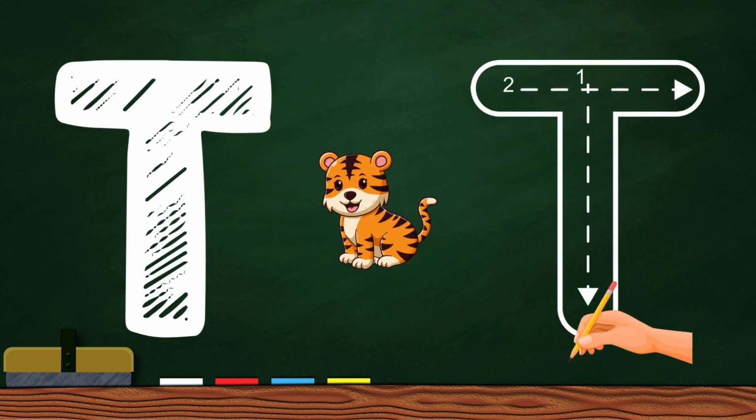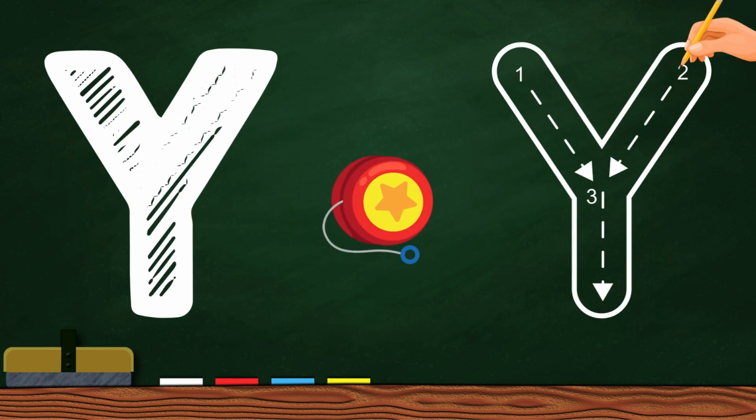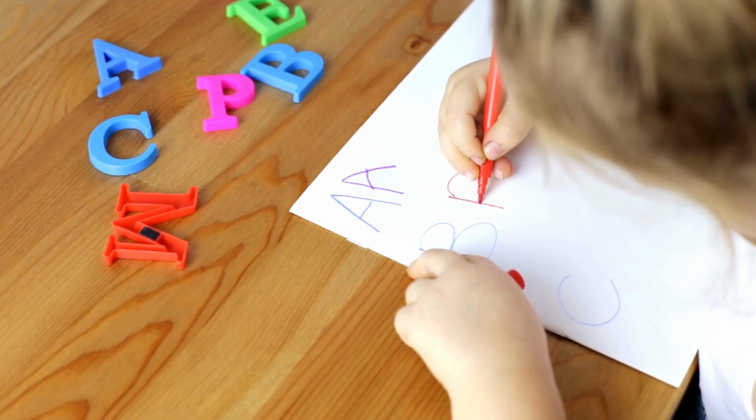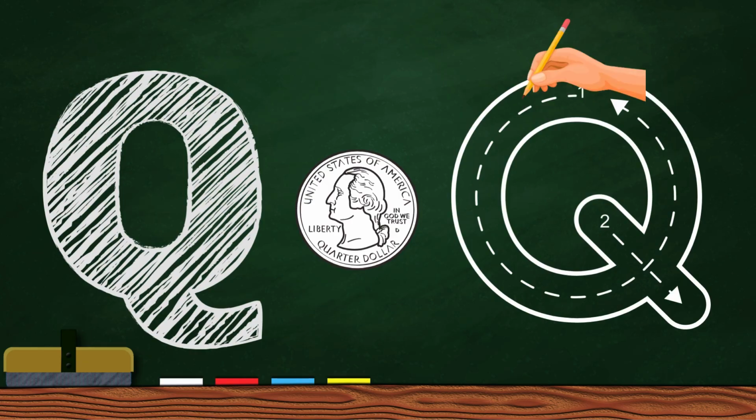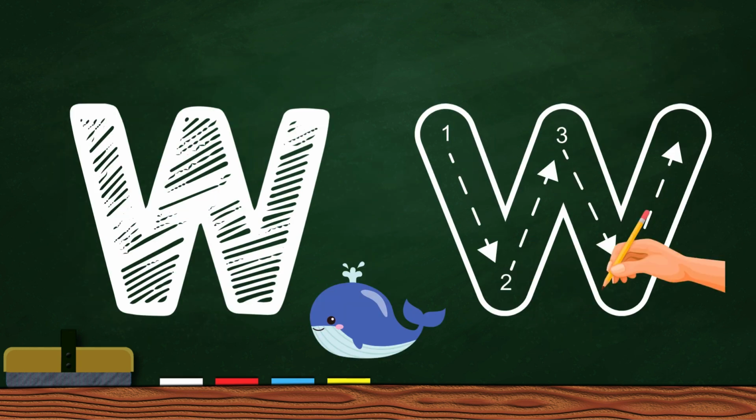Q, R, S, T, U, V, W, X, Y, Z. Let's write our letters, come sing with me. Q, R, S, T, U, V, W, X, Y, Z. We've written them all from A to Z.